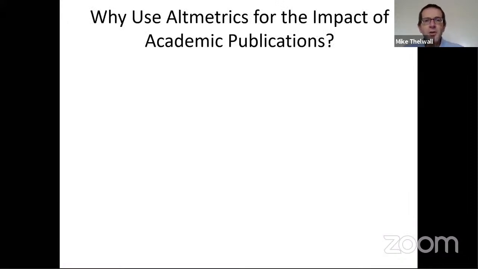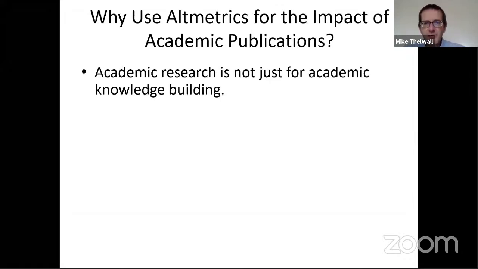So the important question to ask is, why would we bother to use altmetrics when we already have citation counts? There are a number of reasons why altmetrics are useful. The first one is that academic research is not just for academic knowledge building. Hopefully, as researchers, we influence the world outside academia as well. And citation counts only reflect impact inside academia, mentions by other academic documents. So that doesn't tell you the full story about how valuable a paper is.